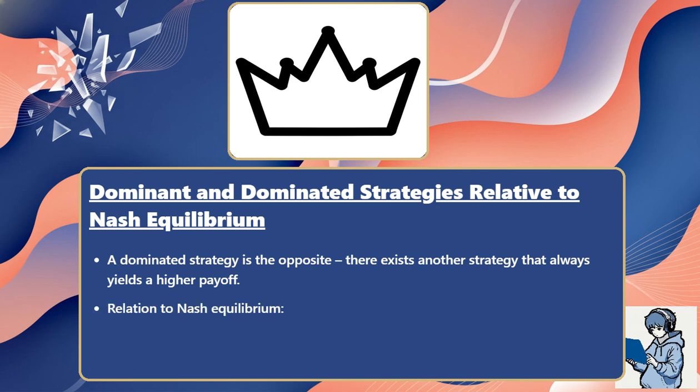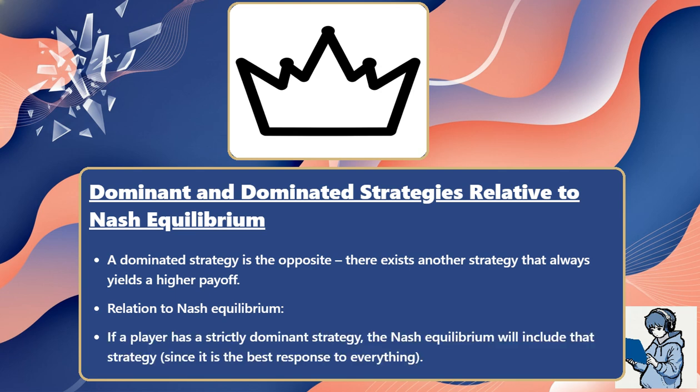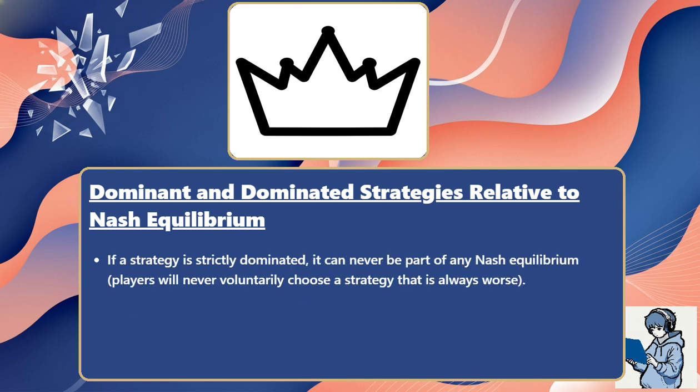Relation to Nash equilibrium: If a player has a strictly dominant strategy, the Nash equilibrium will include that strategy, since it is the best response to everything. If a strategy is strictly dominated, it can never be part of any Nash equilibrium, because players will never voluntarily choose a strategy that is always worse.